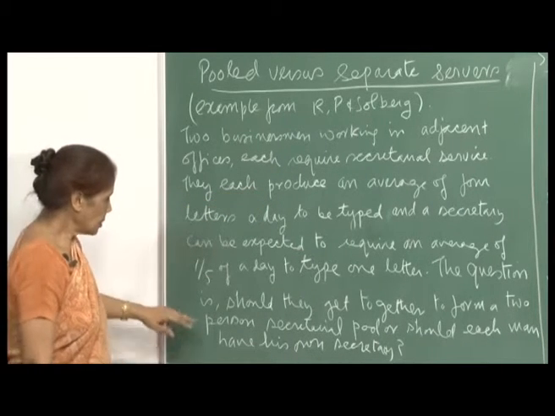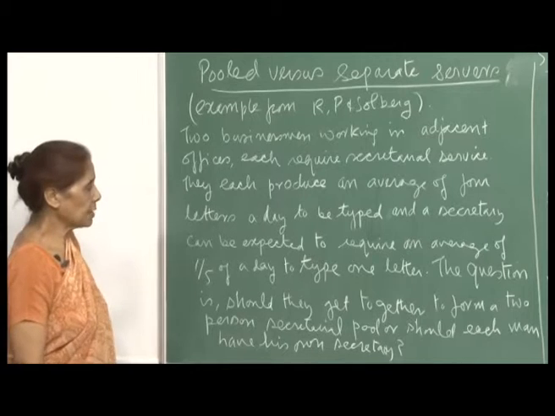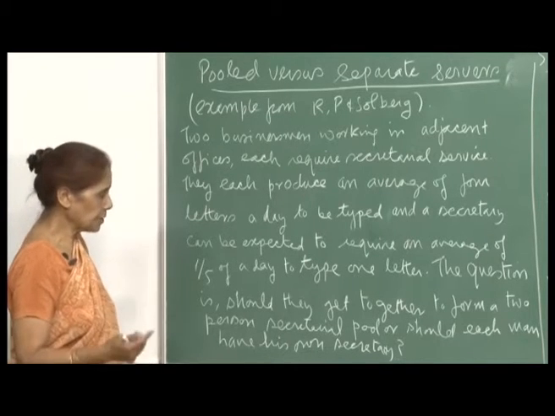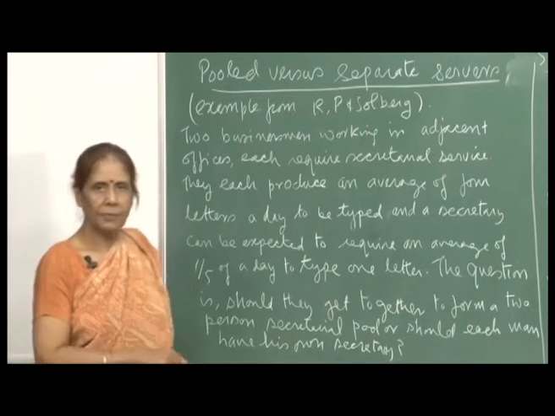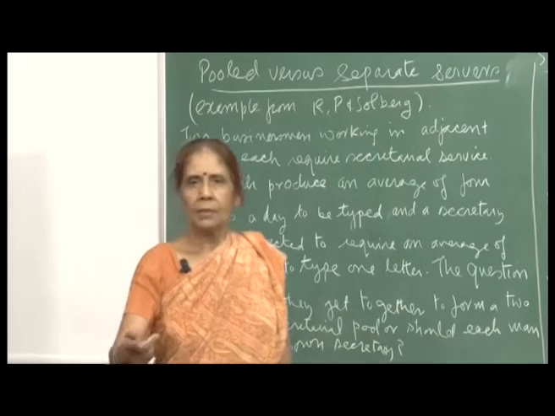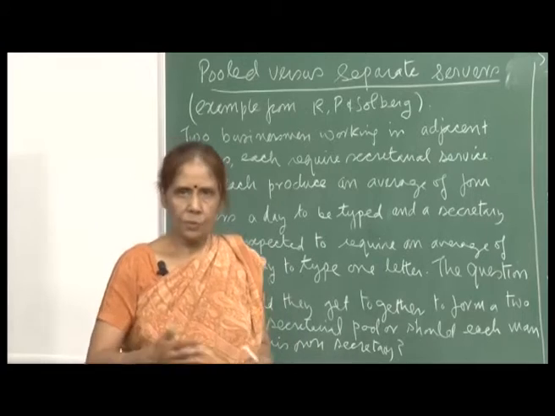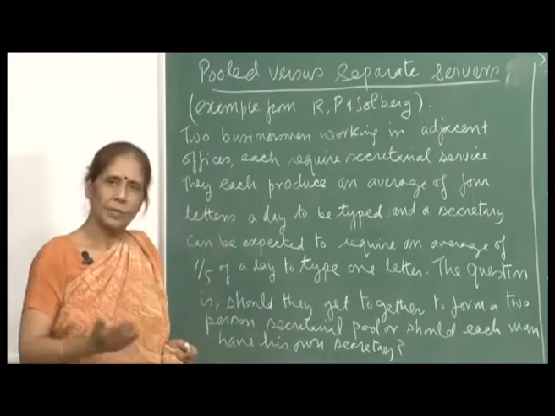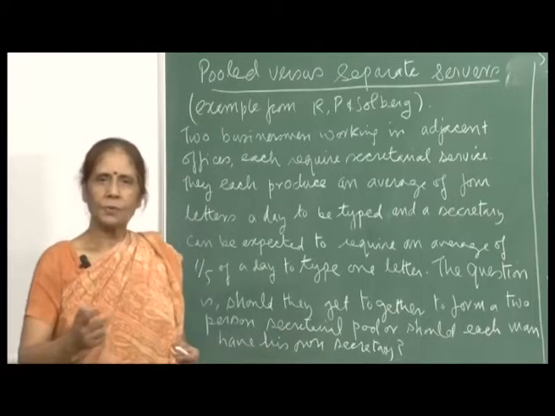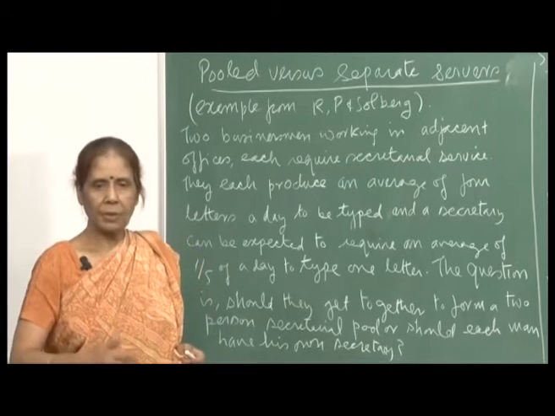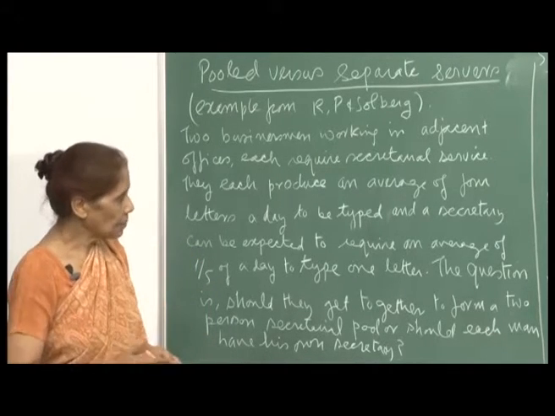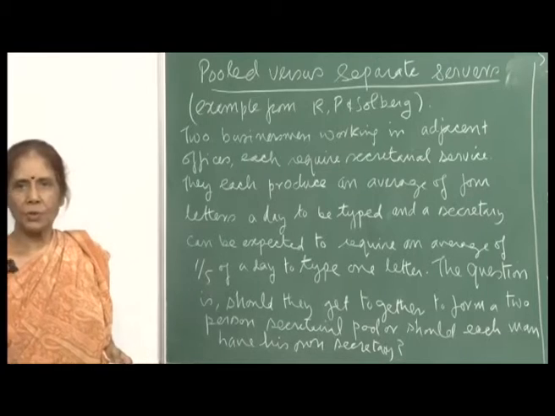Okay. So, the question is, should they get together to form a 2-person secretarial pool? The pool means that whenever anybody has a letter ready, any one of the 2 secretaries who is free will type the letter. So, it is not that one secretary works for one businessman, only for her boss, and types only when the letter is ready by the boss.